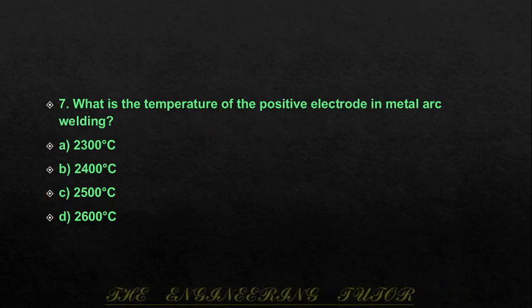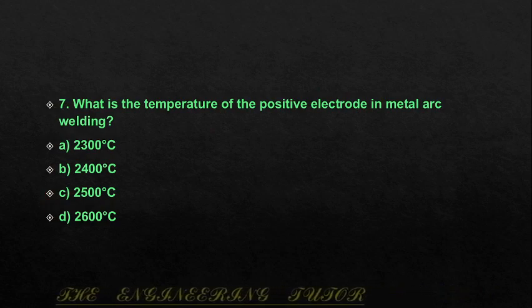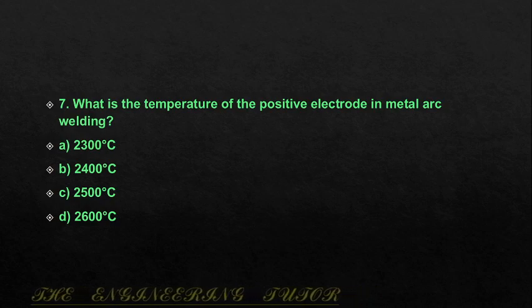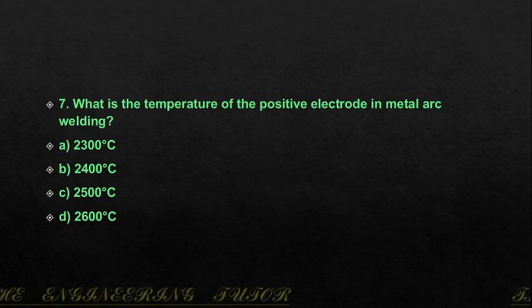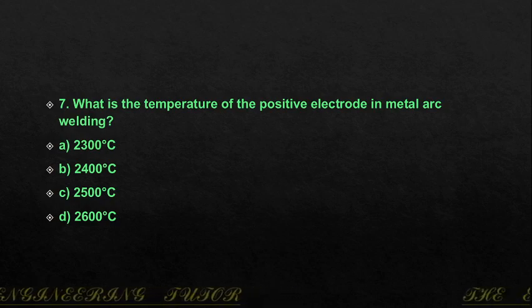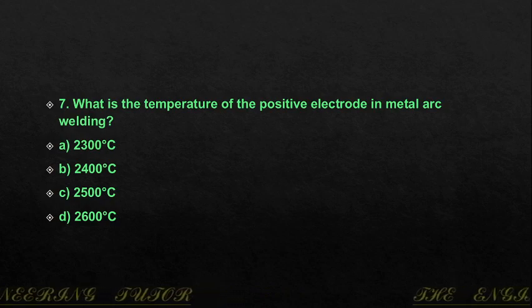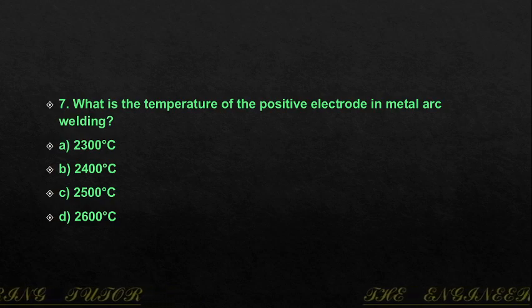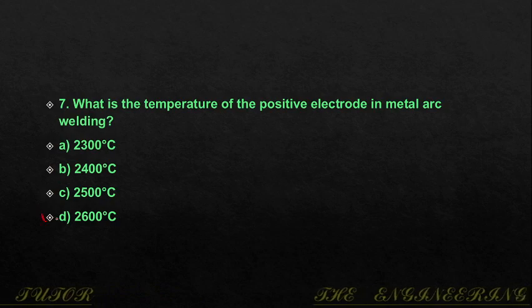What is the temperature of the positive electrode in metal arc welding? This is already explained. The temperature produced in the negative electrode is 2400 degrees Celsius, and the temperature of the negative electrode is lower than the temperature of the positive electrode. The temperature produced in the positive electrode is 2600 degrees Celsius.